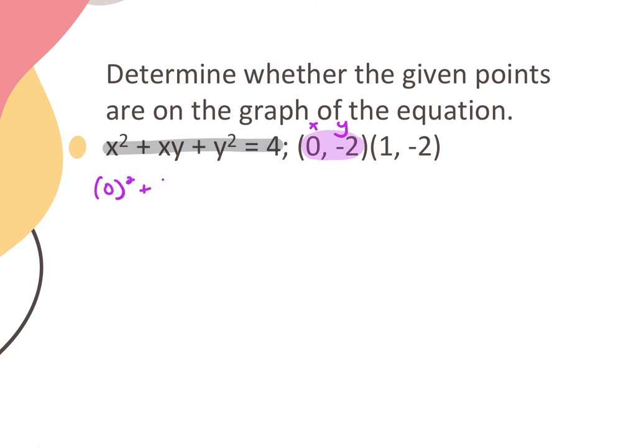0 squared plus 0 times negative 2 plus negative 2 squared equals 4. Everywhere there's an x, I plugged in a 0. Everywhere there's a y, I plugged in negative 2. And I get 0 plus 4 equals 4.